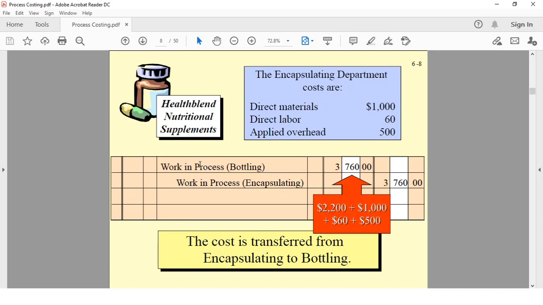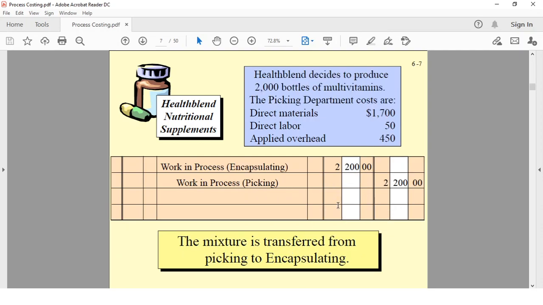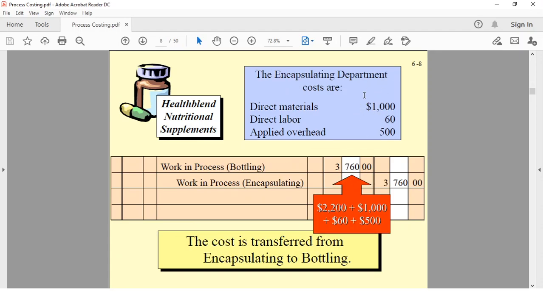Now, if you transfer it to bottling, as you can see, the work in process of encapsulating is credited and then the bottling is debited. Now, take note of the cost. Look at the cost. It is the cost from picking, transferred from picking, plus the cost incurred in encapsulating. So that is 3,760, the cost that will be transferred to your bottling.